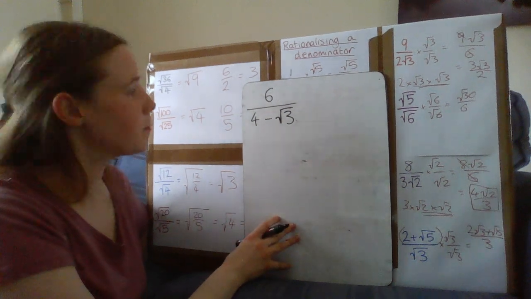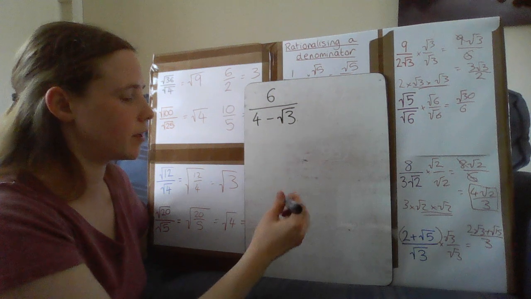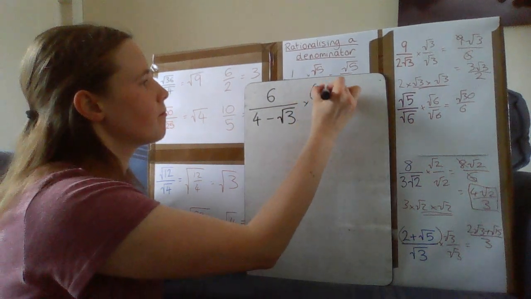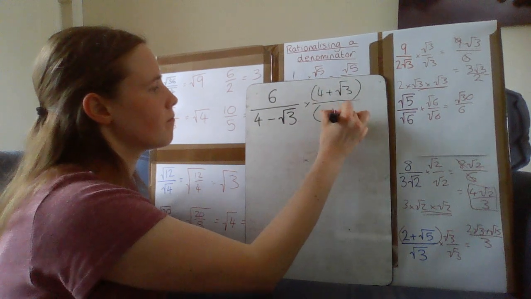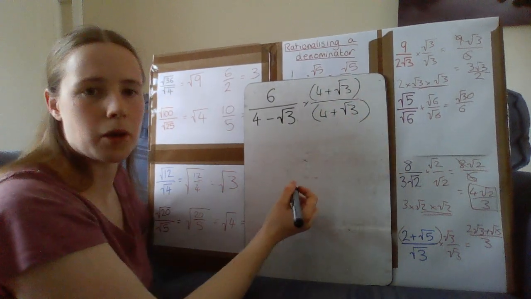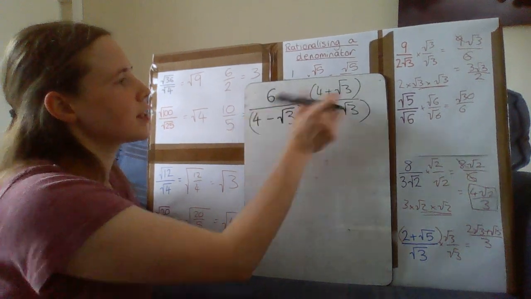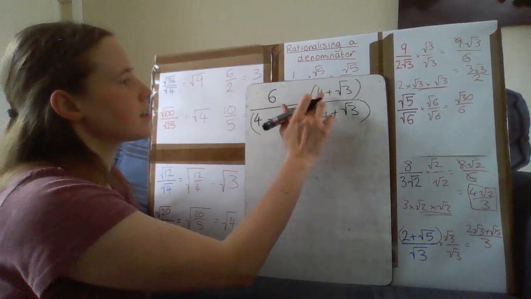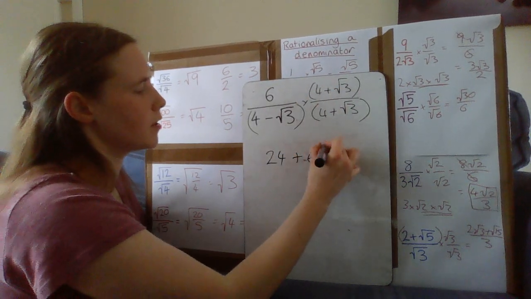Okay, so for this one, I'm timesing top and bottom by the complement, so 4 plus root 3. And again, I'm going to pop brackets around everything so it's really clear what I'm doing. So I've now got to do 6 times this bracket. So 6 times 4 is 24. 6 times root 3 is 6 root 3.